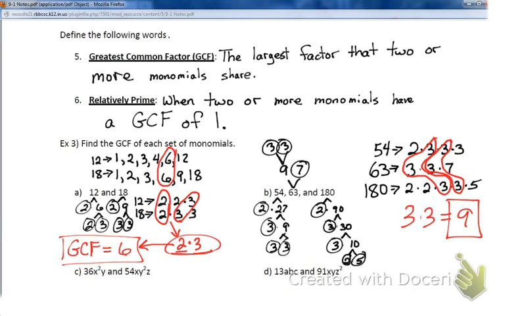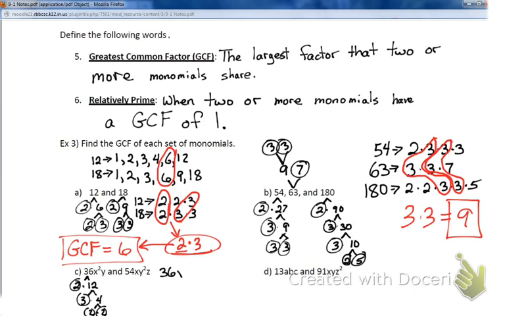Okay, so let's look at some monomials that include variables, but again, it's going to work out the same way. For 36, I'm going to prime factorize it, so I'm going to say, let's do 2 and 12. Again, it's your choice. 12, I'm going to do 3 and 4, and then 4 is 2 and 2.